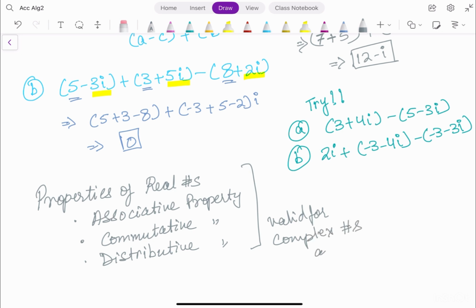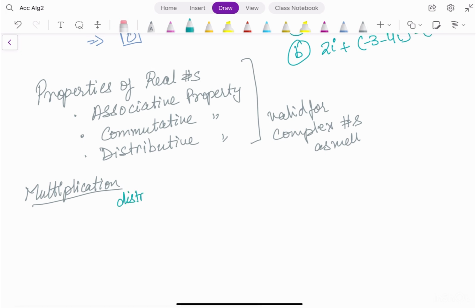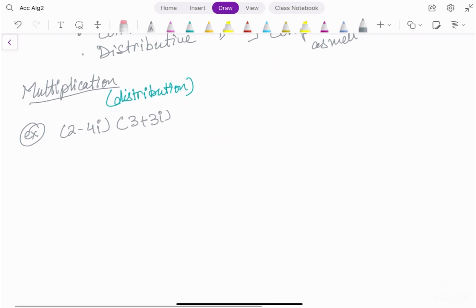Let's understand it with one example. So let's do multiplication. Remember, when we are multiplying two terms in two different brackets, we are using distribution. The same thing will go with the complex numbers. But something interesting will happen when you multiply two complex numbers together, especially with the i. So we have 2 minus 4i and 3 plus 3i. Let's use the distributive property.